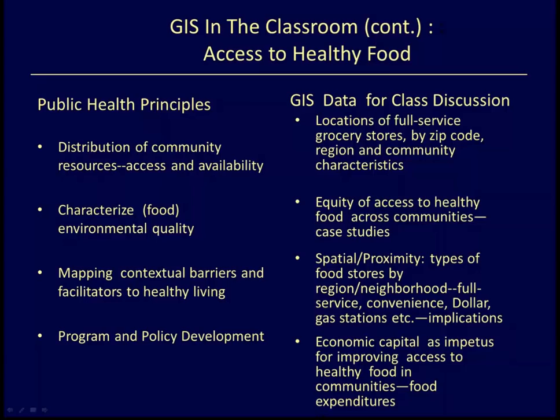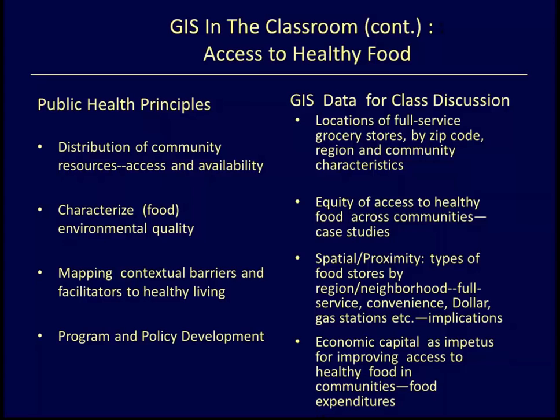We also talk about the types of food stores. There's a lot of information in terms of the quality of what's available, in terms of dollar stores, gas stations, where people buy food, particularly if they're receiving domestic assistance programs such as SNAP, which was formerly known as food stamps. So we're able to see where those cluster and how they relate to where people live and what they do and how they shop for food.